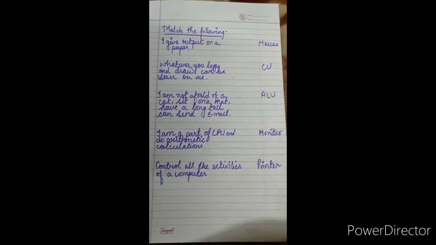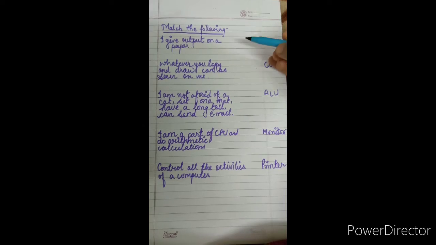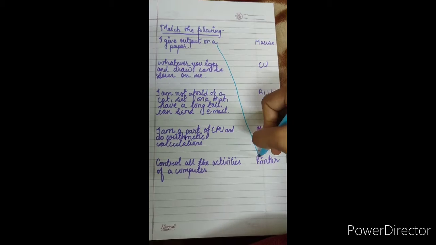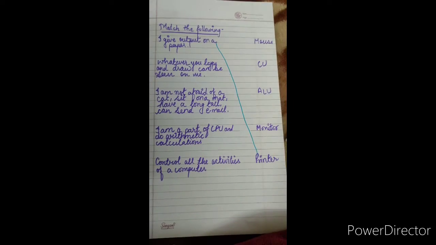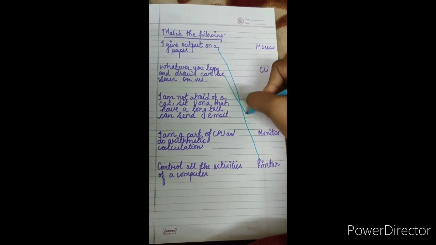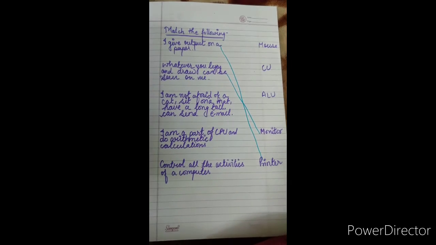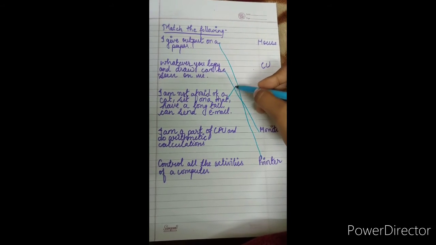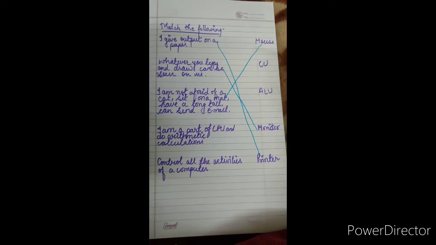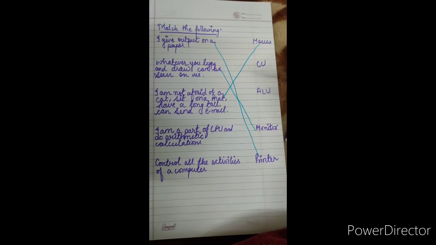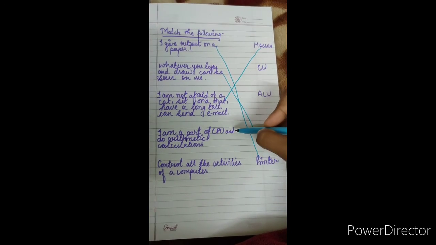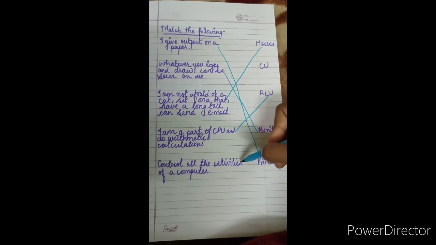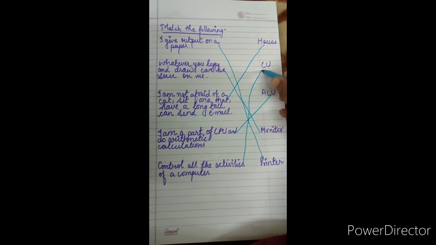Yes. So I give output on a paper is printer. Whatever you type and draw can be seen on me, monitor. I am not afraid of a cat, sit on a mat, have a long tail, can send email, mouse. I am a part of CPU and do arithmetic calculations, arithmetic logical unit. Control all the activities of a computer, control unit.